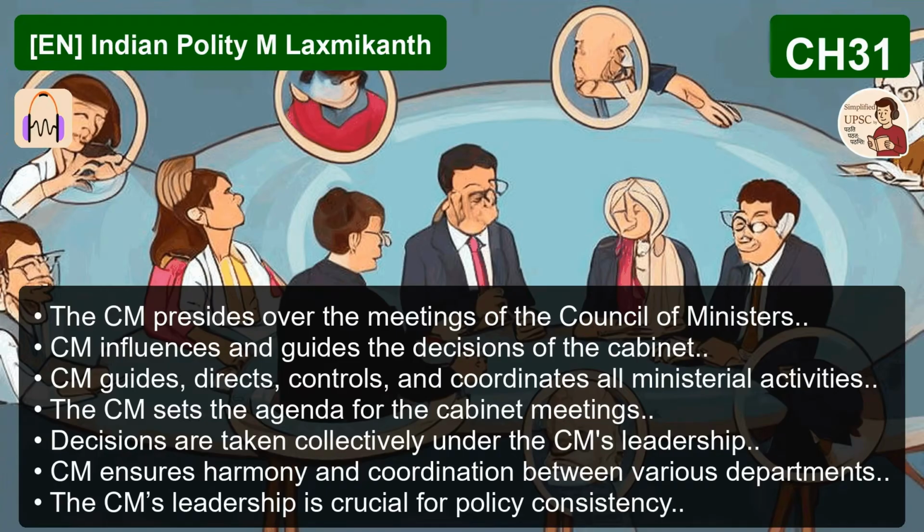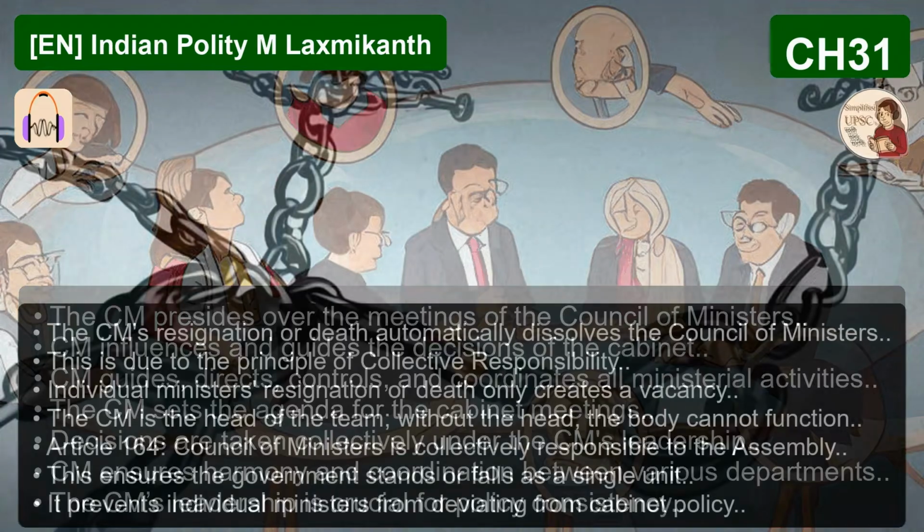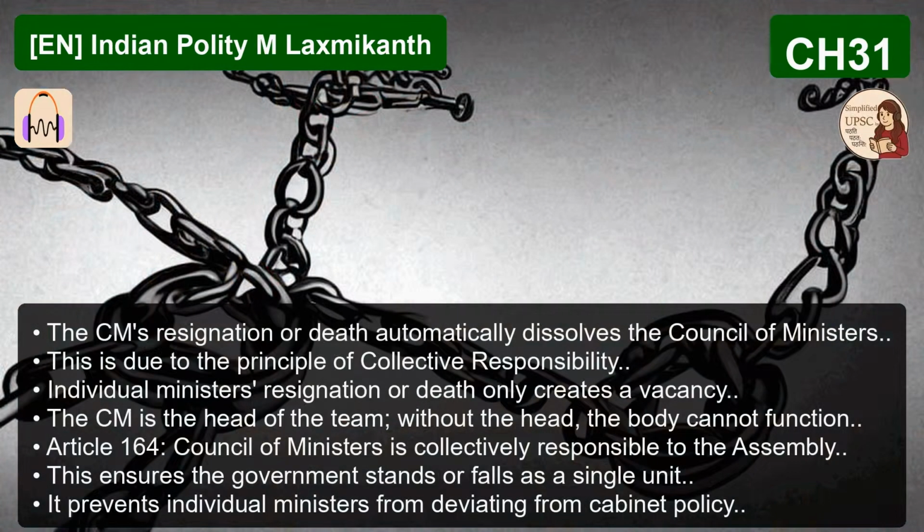And what happens if a minister just isn't working out or there's a major disagreement? The CM has the final say. They can ask that minister to resign. And if the minister refuses, then what? The CM can simply advise the governor to dismiss them. And since the governor is bound by that advice, the dismissal is a certainty. It ensures cabinet discipline.